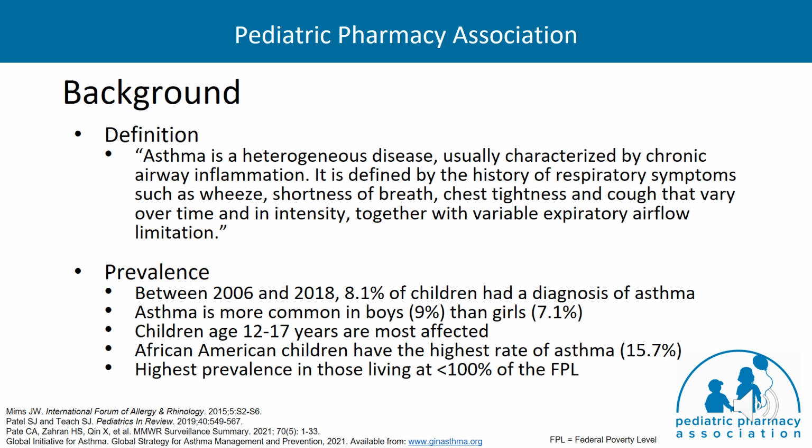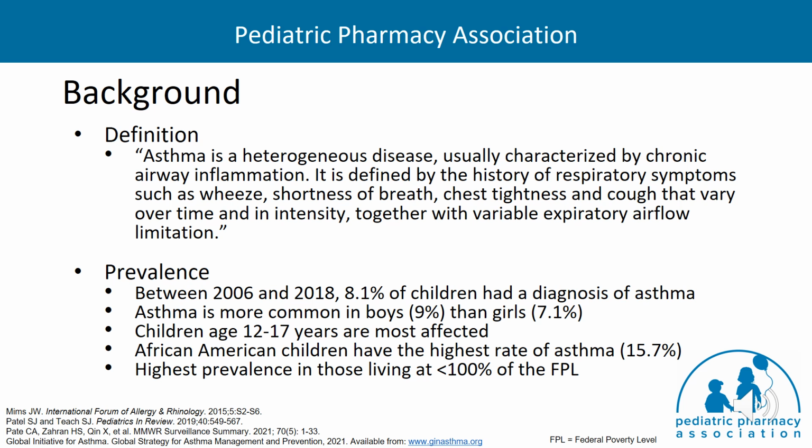Asthma is defined as a heterogeneous disease, usually characterized by chronic airway inflammation. It's defined by the history of respiratory symptoms such as wheezing, shortness of breath, chest tightness, and cough that can vary over time and in intensity, together with variable expiratory airflow limitations.